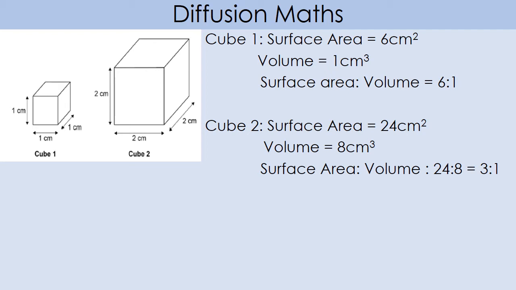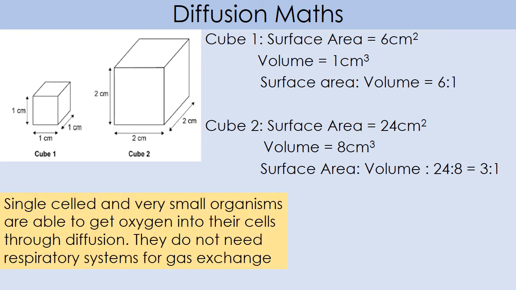If we compare them, we can see that cube 1 has a much higher surface area to volume ratio than cube 2, 6 to 1 compared to 3 to 1. So this is very, very useful for those single cells, things like amoebas, and very small organisms such as insects, spiders and woodlice. They're able to get oxygen into their cells through diffusion. They don't need to use a respiratory system.